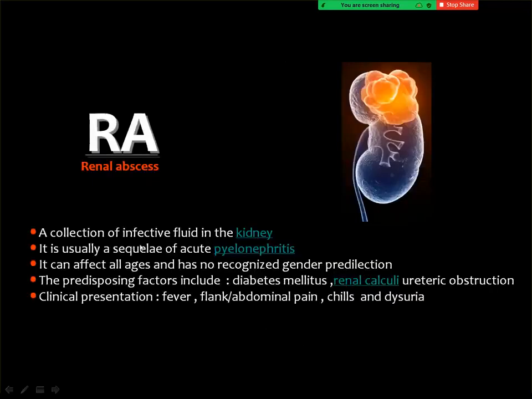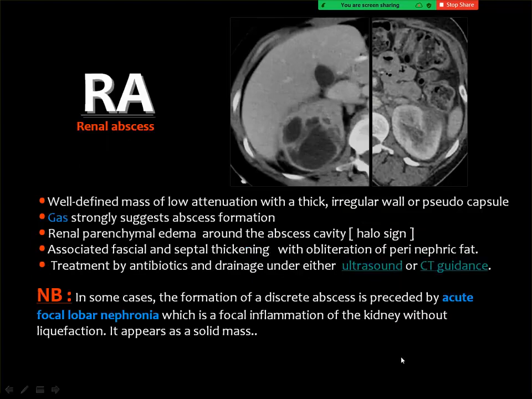Renal abscess is a fluid collection containing pus that may complicate pyelonephritis, as I have mentioned. If you see gas within the collection, this will help you to reach the diagnosis. The risk factors include diabetes, renal calculi, and ureteric obstruction. The presentation is by fever, flank pain, chills, and dysuria. And this is the classic appearance of a renal abscess. This abscess may be unilocular or multilocular, as you can see. It may extend outside the renal parenchyma into the para or perinephric space.